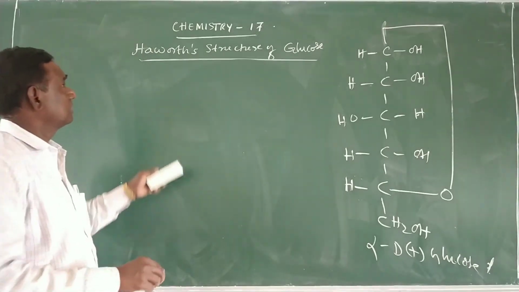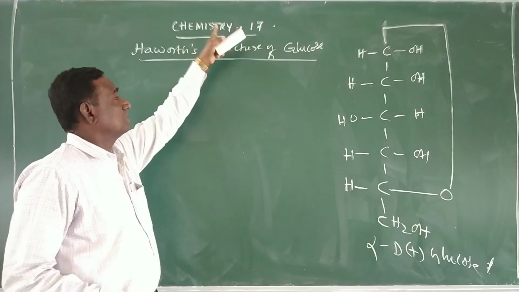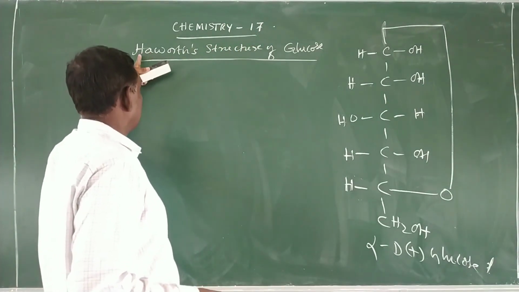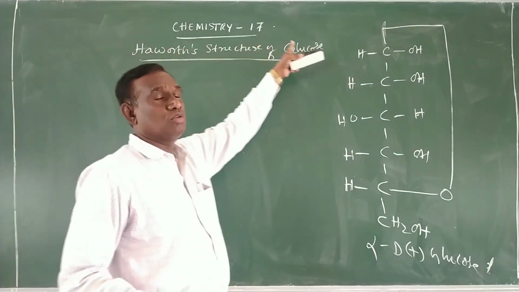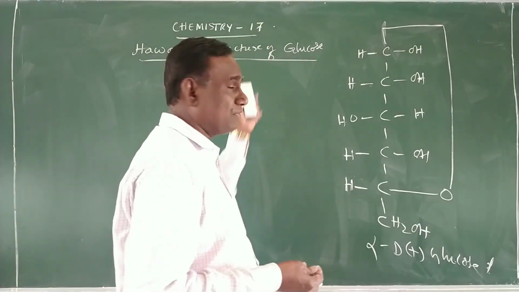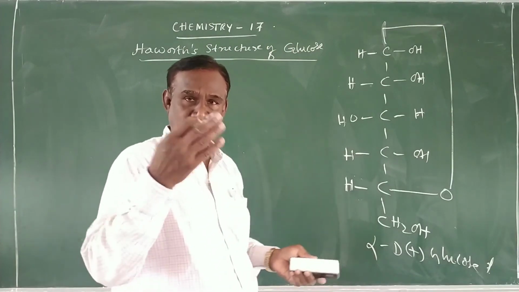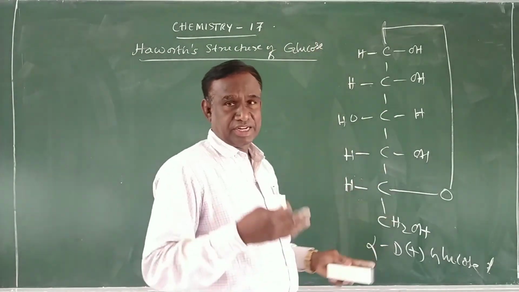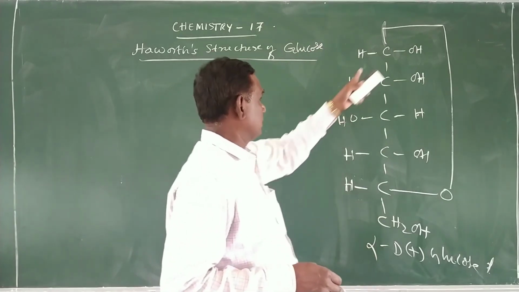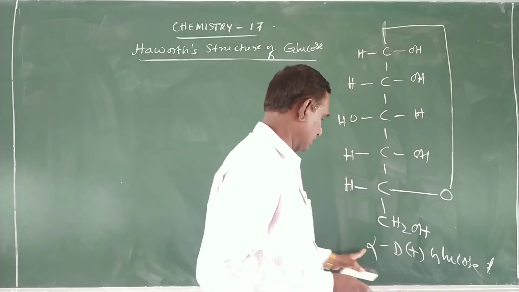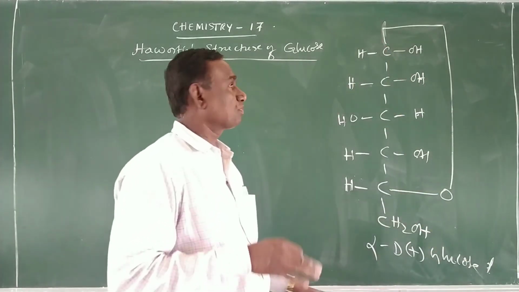See here students, this is chemistry class number 17 and I am going to take the Haworth structure for glucose. We have already learned writing of Emil Fischer's ring structure, alpha D glucose and beta D glucose. Alpha and beta indicate the configuration of C1. That means if the OH group is present on the right hand side of C1, it is called alpha. This is alpha D glucose.